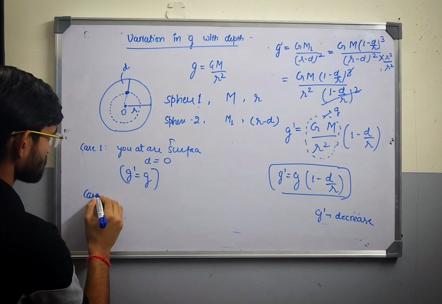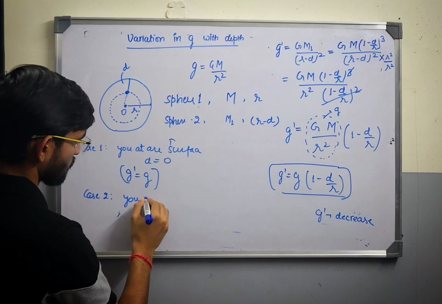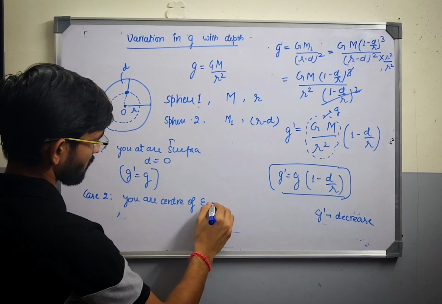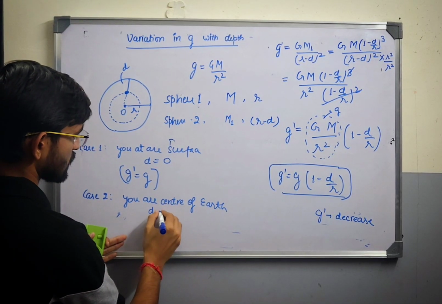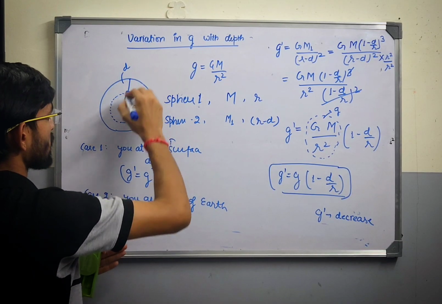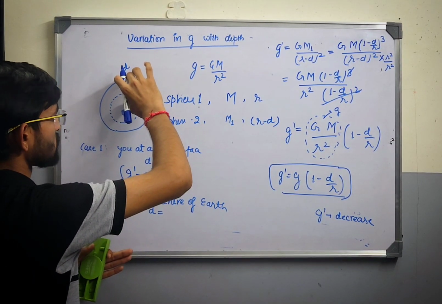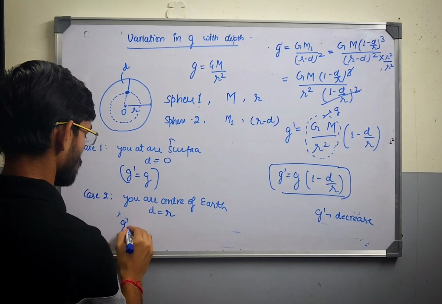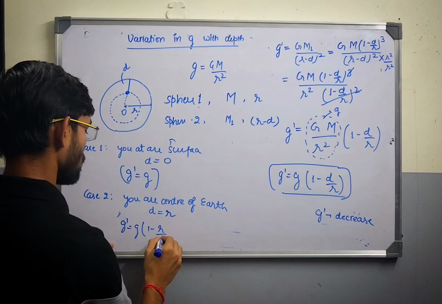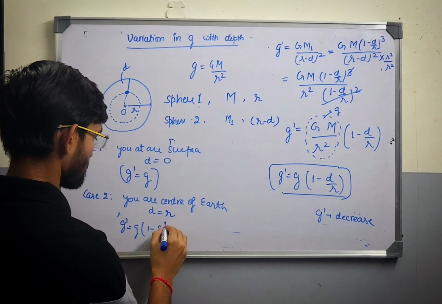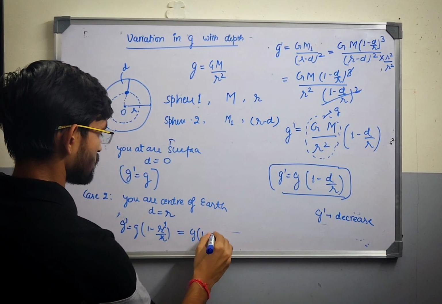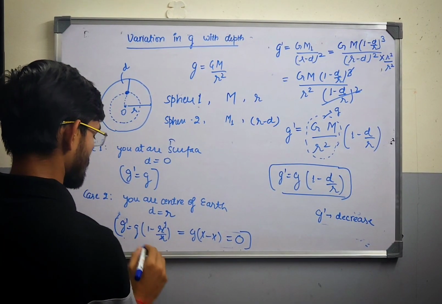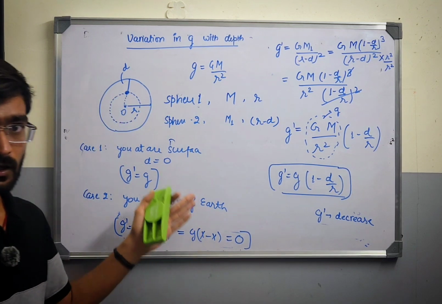Case 2, you are at the center of earth. If you are at the center of earth, means you are at this point, then this d becomes equal to r. So if you put d equal to r, g prime equals g (1 minus r upon r). r upon r means 1. So g (1 minus 1) is 0. So g prime is equal to 0, means there will be no acceleration due to gravity at the center of earth.